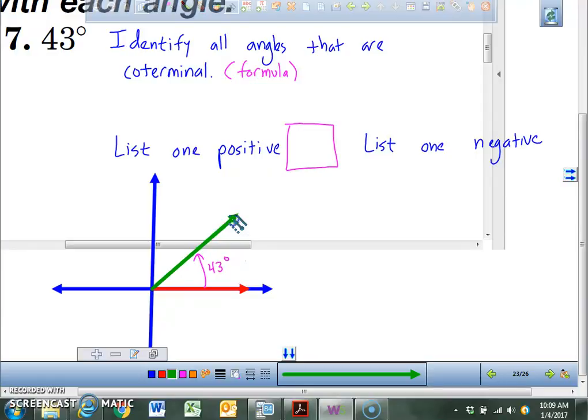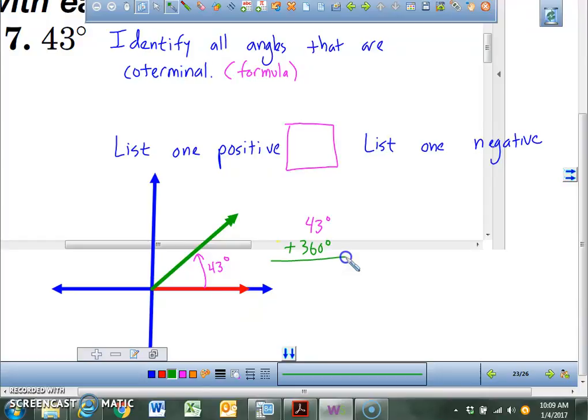Okay, that's the negative. But here, which direction am I going? Going counterclockwise. So if I'm going counterclockwise, I want you guys to understand, if we're at 43 degrees, we're going counterclockwise, that means we are adding 360 degrees, which puts us at what? 43 degrees. We go 360 degrees counterclockwise. So one positive coterminal angle is 403 degrees. Just add 360.